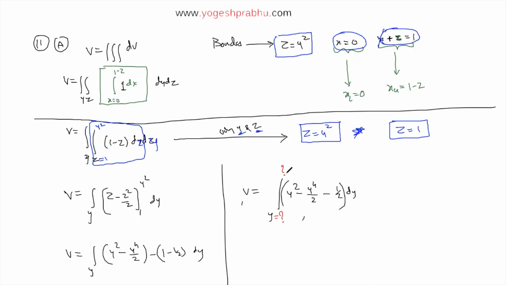X is between 0 and 1 minus z. How do we know? Do we at least know x from here? One is x equal to 0. The lowest value is 0. Look, x equal to 0 is a bound, so it cannot be less than 0.